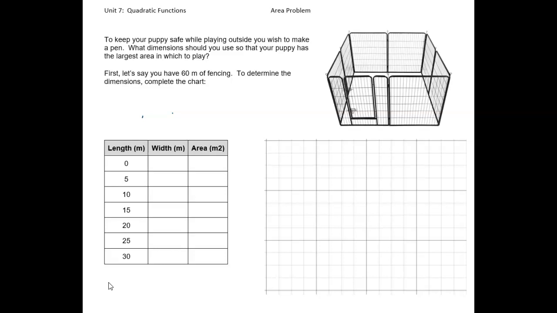What we have here is that you have a puppy, you want to keep it safe when it's playing outside, so you're going to end up making a pen. And you would like to have the pen so that it's the largest area possible. So we're going to give you 60 meters of fencing, and let's see what the biggest area that you could make. And we need to have those dimensions. And I'll just use my chart here to do some sketches, and I'll erase them after.